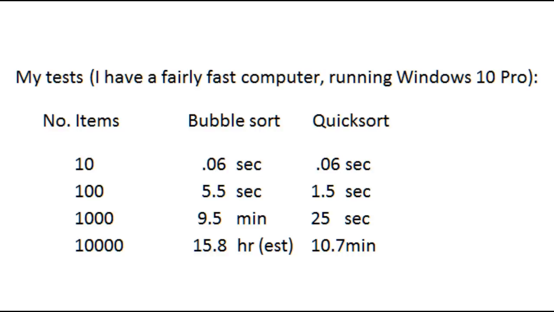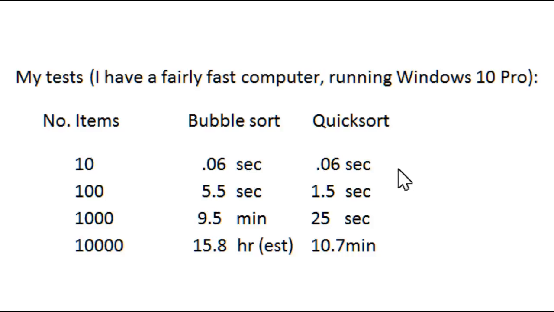The literature predicts that the bubble sort time increases as the square of the number of items. So as you go from 10 to 100 items, that's times 10, but the square of that is 100. So it should take 100 times as long to sort 100 items as it does for 10, and it's pretty close. And then the same thing, about 100 times as much for this increase, and again, it's pretty close.